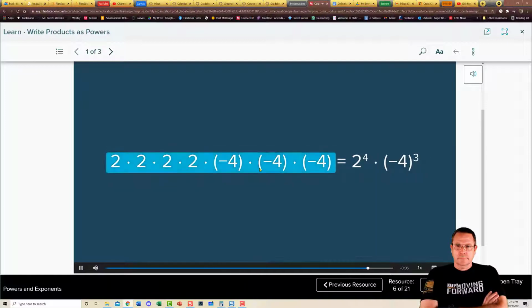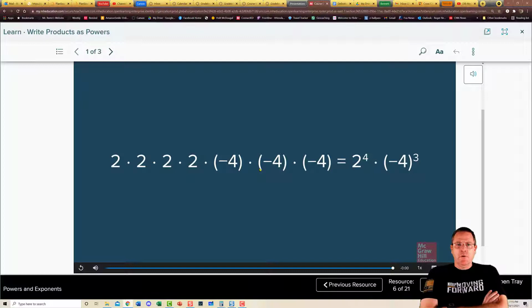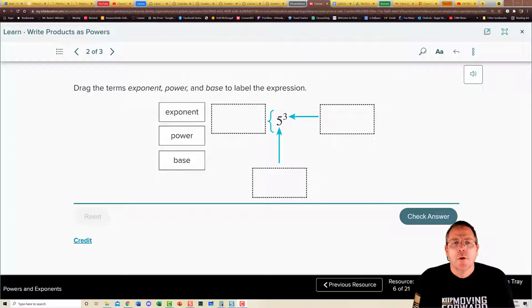The expression written as a power is 2 to the fourth power times -4 to the third power. And notice they did not even solve the problem. They just said to rewrite it using exponents. So when they were done, that's 2 to the fourth times -4 cubed. That's all they had to do. They were done at that point.